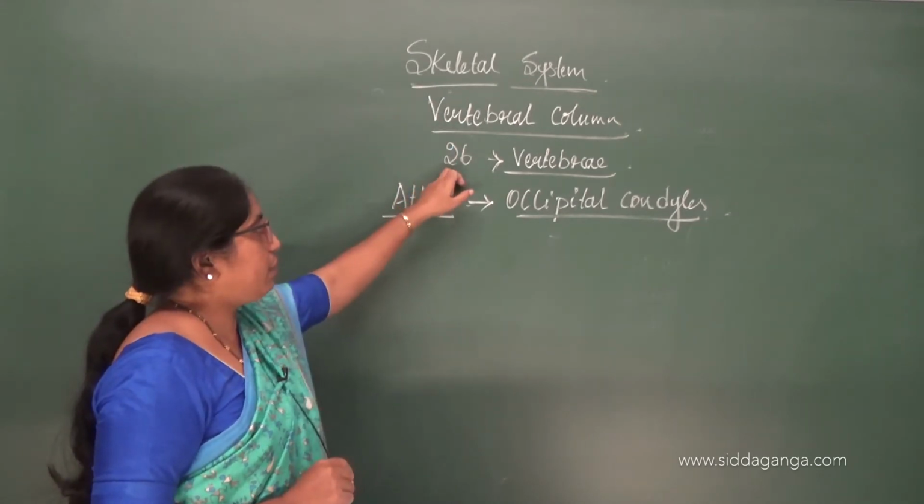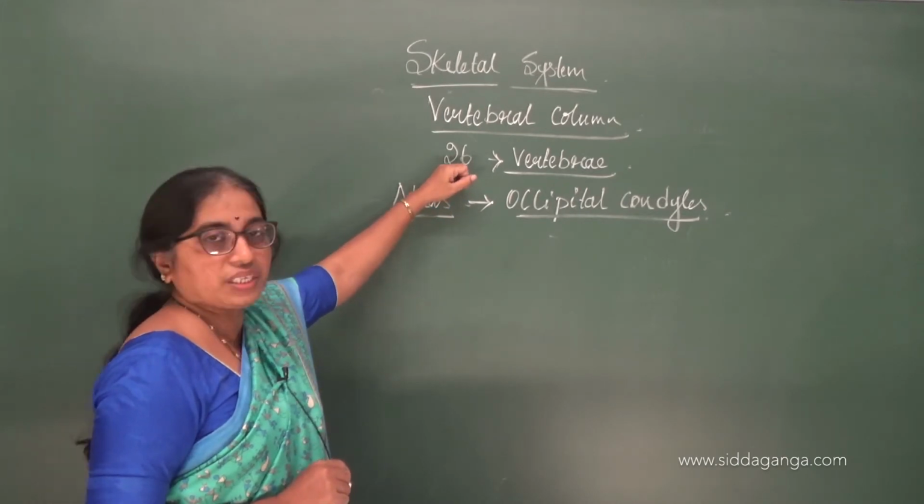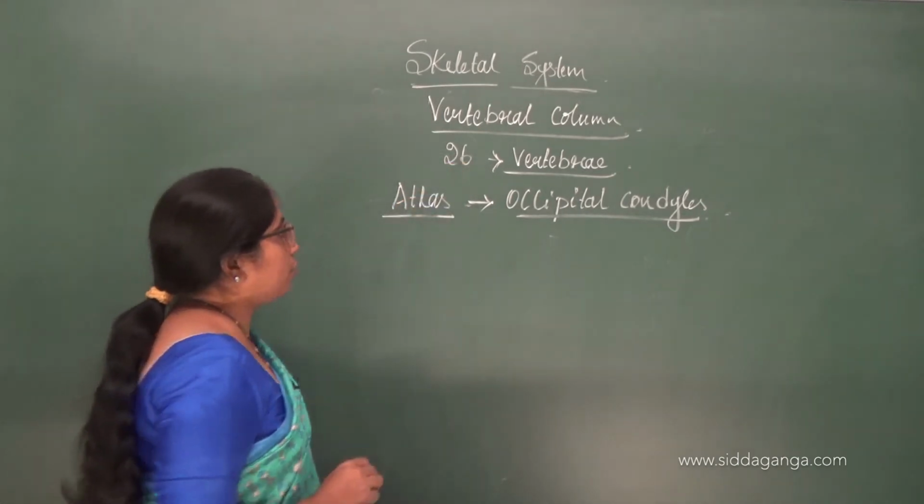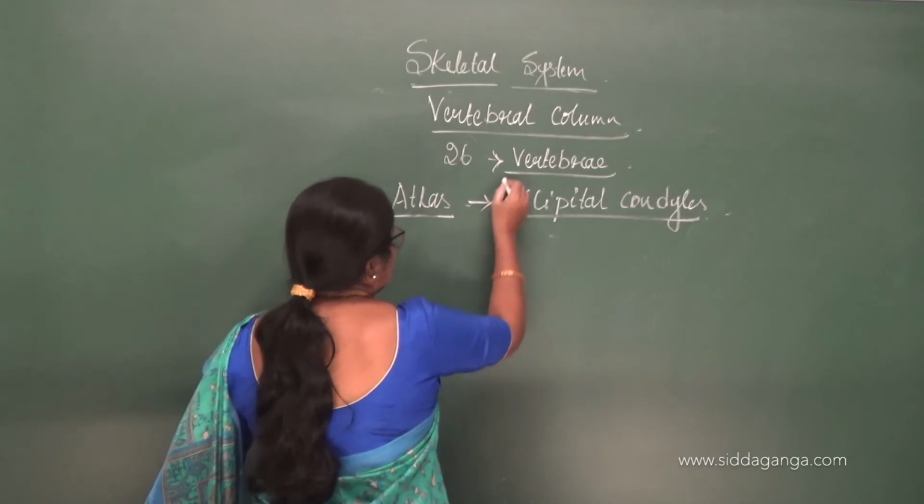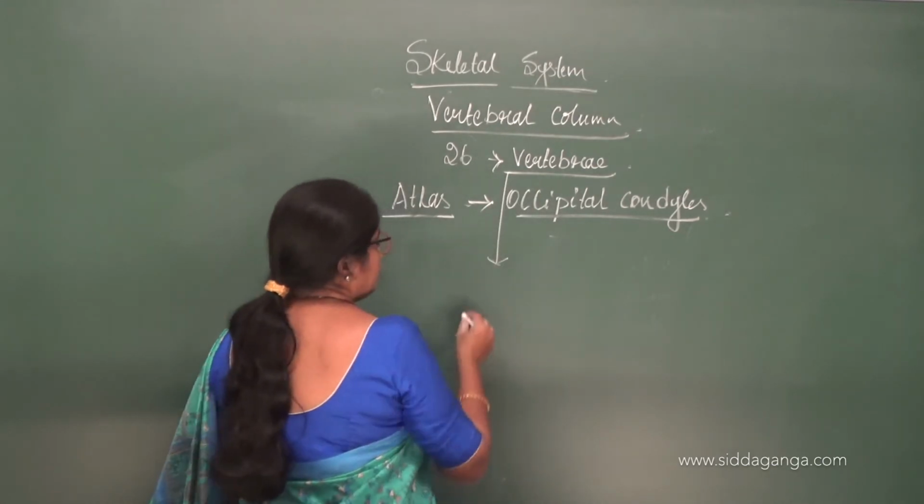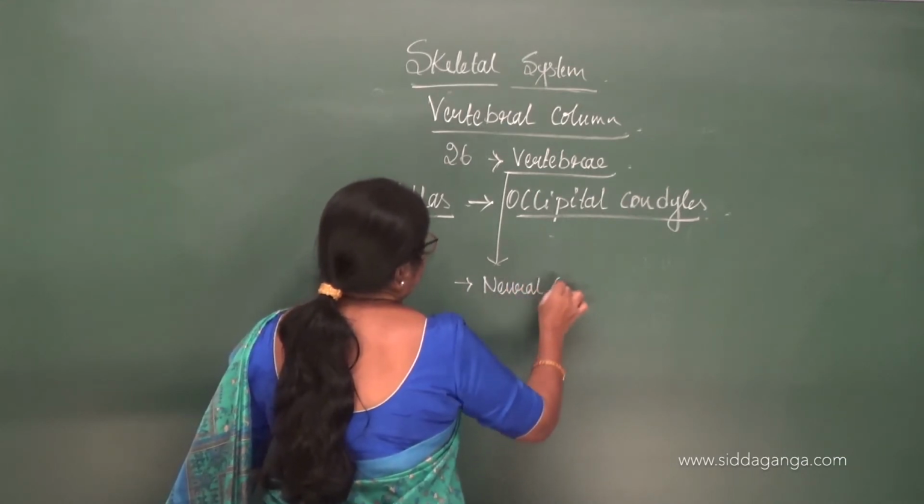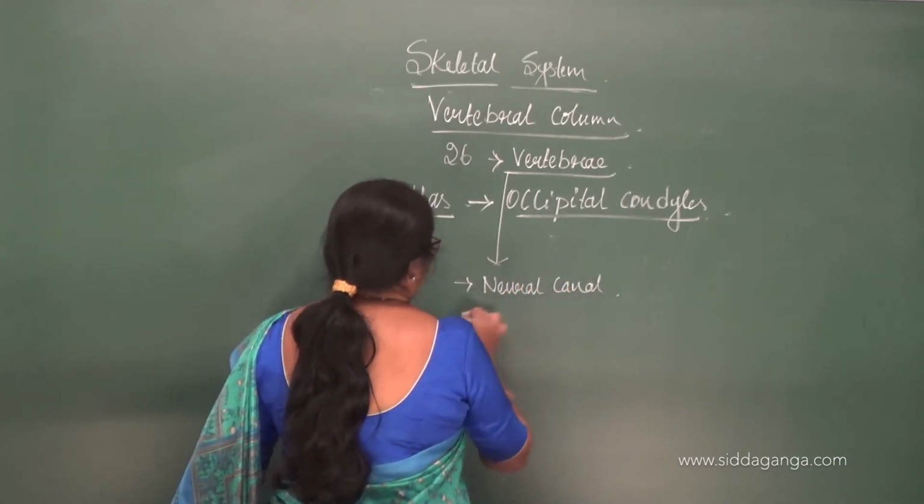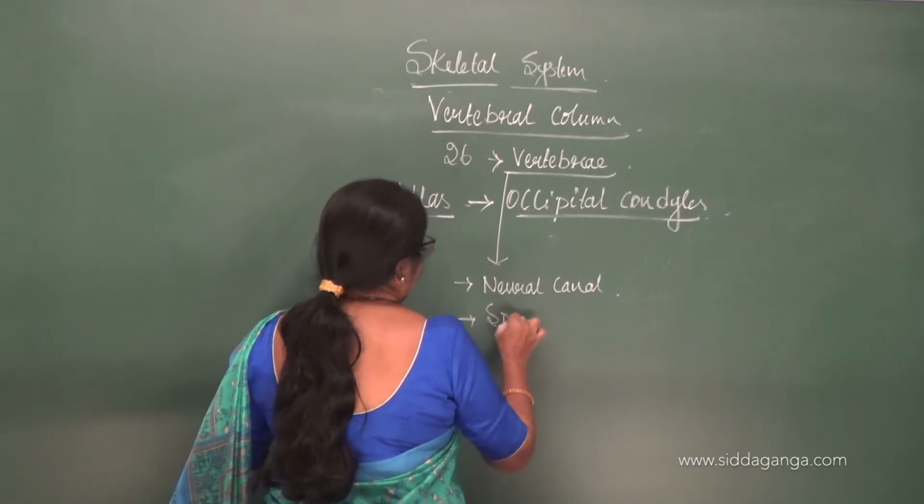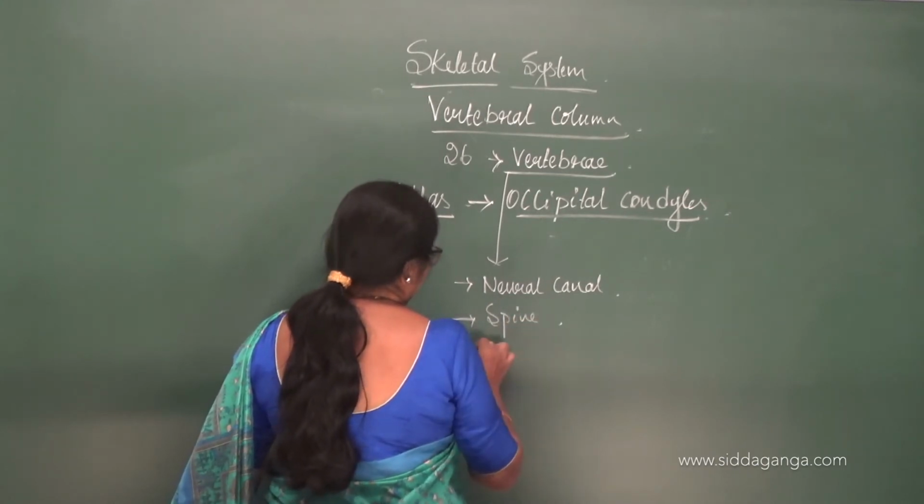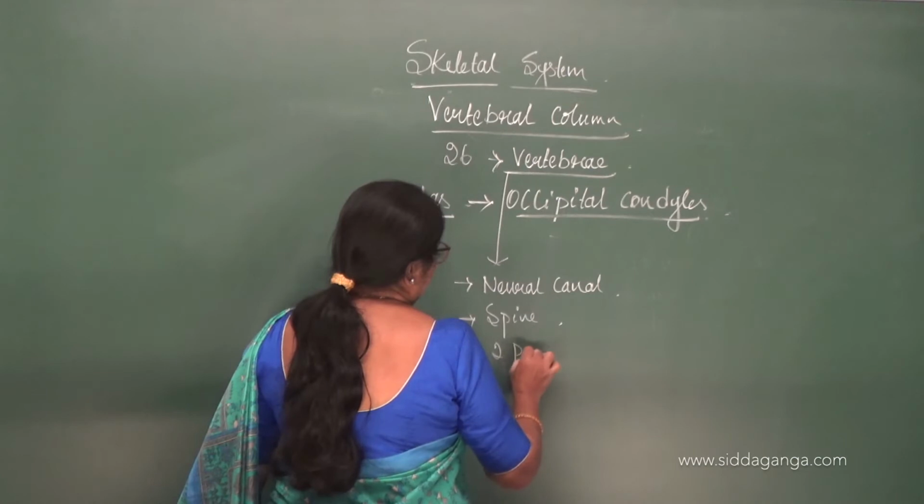So this vertebra, which is 26 in number, consists of a tiny bone wherein the vertebra consists of a neural canal, a spine and two processes, dorsal processes.